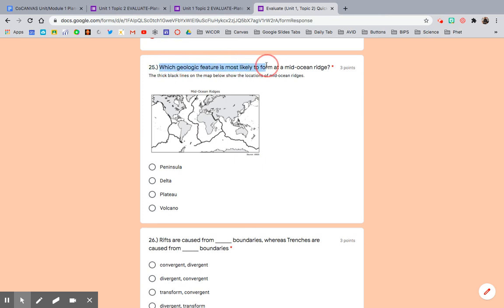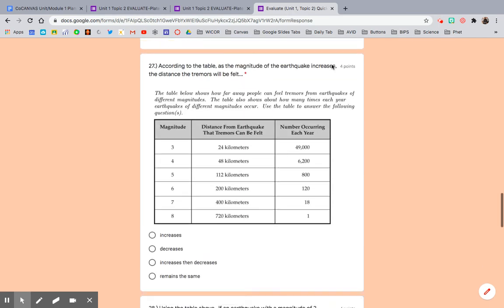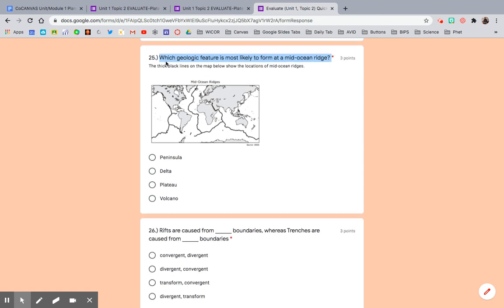Number 25, which geological feature is most likely to form a mid-ocean ridge? So y'all, that reminds me of that other chart that we were looking at. Which geological feature is most likely responsible to form at a mid-ocean ridge? The thick black lines on the map show the locations of the mid-ocean ridge. So these are the mid-ocean ridge. Is the geological feature forming on the mid-ocean ridge a peninsula, a delta, a plateau, or a volcano?